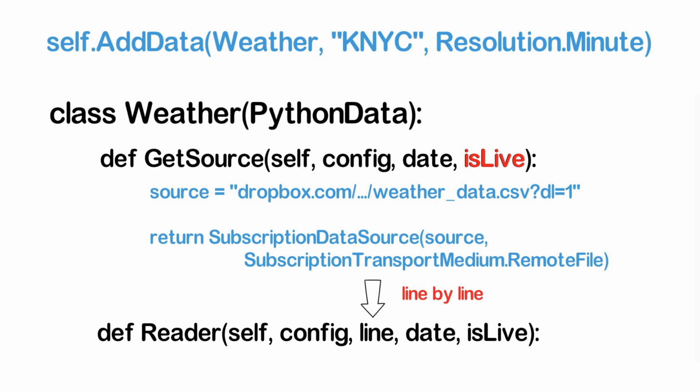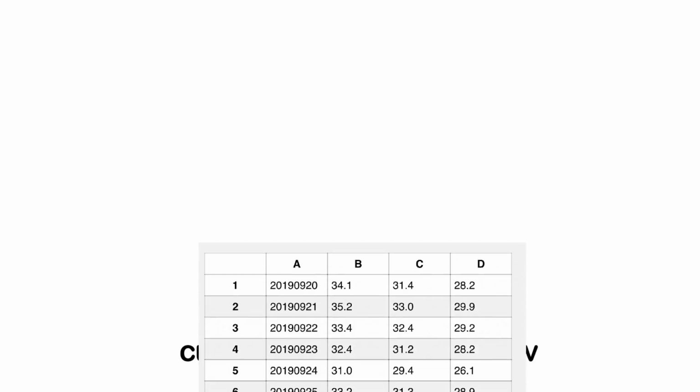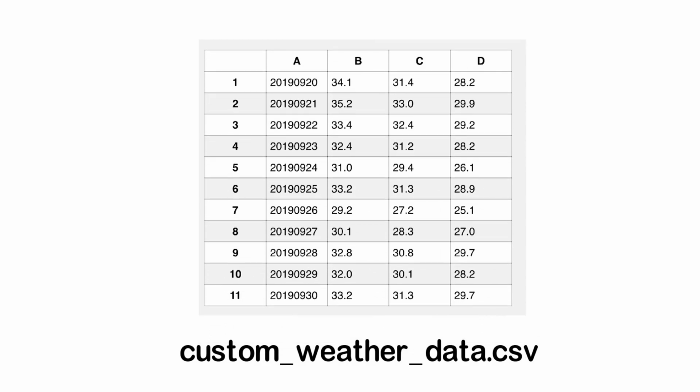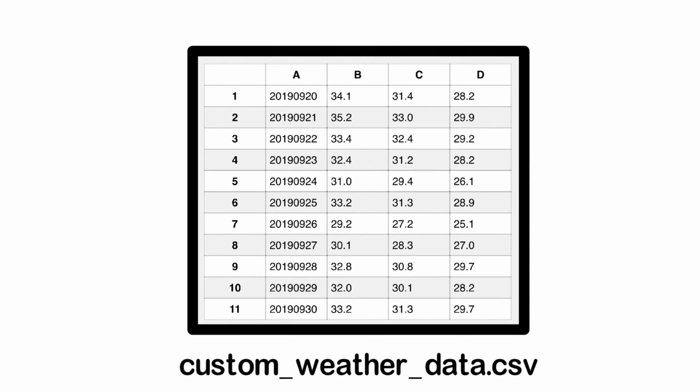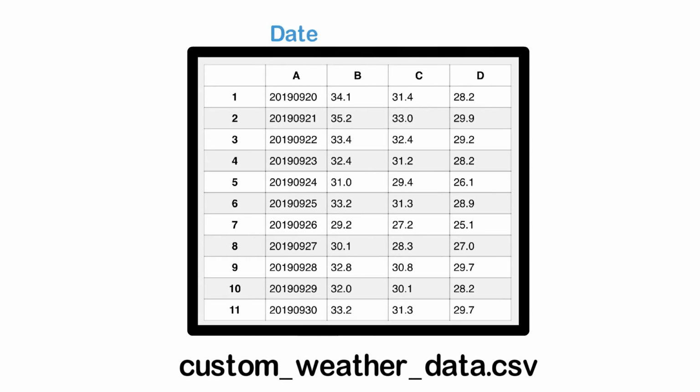The goal of the Reader method is now to standardize this data so that your algorithm understands what it looks like and it can actually use it. Before I show you how you can implement this Reader method, let me first quickly show you what the data actually looks like. As you can see, this data has 11 entries divided into 4 columns. Column A specifies the date for each row. The first 4 digits specify the year, the next 2 the month, and the last 2 specify the day. Column B represents the max temperature in degrees Celsius for that day.